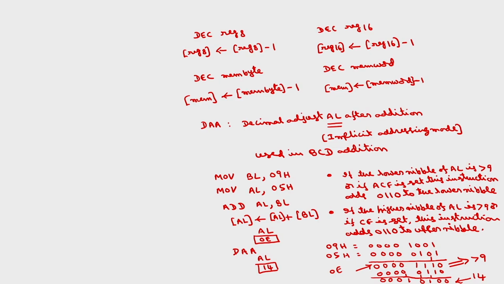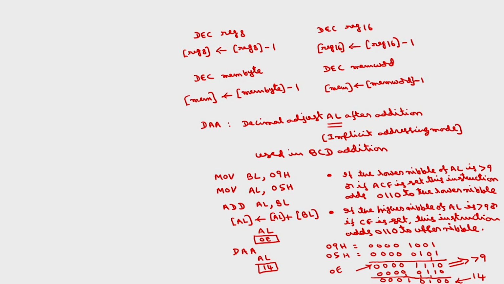So, it will check the lower order 4 bits. If this magnitude is greater than 9, it will add 6, or if the auxiliary carry flag is set, it will add 6. Similarly for the higher order 4 bits, if there is a carry flag, or if the higher order bits are greater than 9, this instruction will add 6, otherwise nothing. Then we will get the final result in BCD.